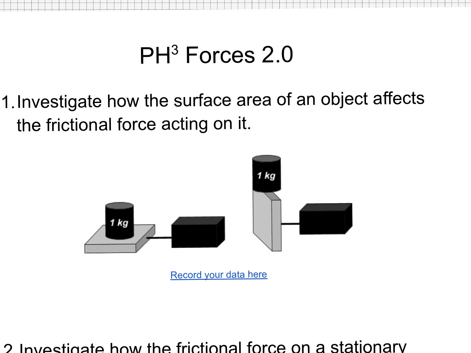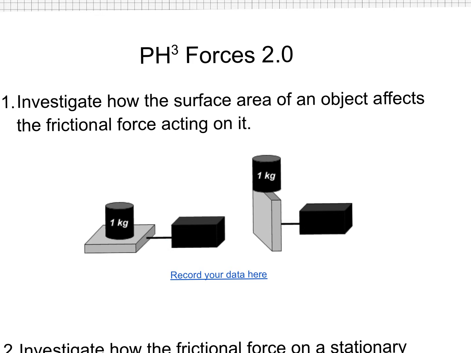For this investigation, you're going to look at how the surface area, or the amount of a block that is actually in contact with the ground, is going to affect the frictional force that is acting on it. So your basic setup is this is the same block. This is going to be with the flat end down. This is going to be with the skinny end down. You're going to have a 1 kilogram mass sitting on either one.